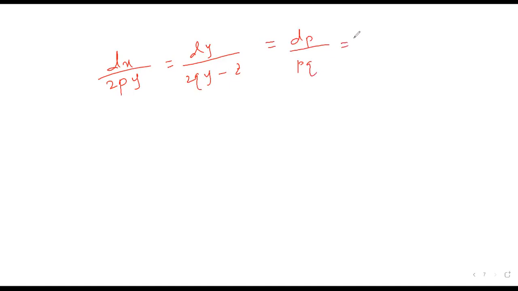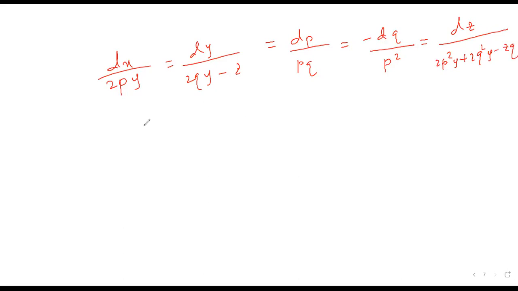I don't need to waste my time here, I'll go quickly. So dy over (2qy minus z), again dp over pq. You can check whether my answers are correct. If it is different, you can correct yourself, or correct me if I am wrong. So again 2p squared y plus 2q squared y minus z q.